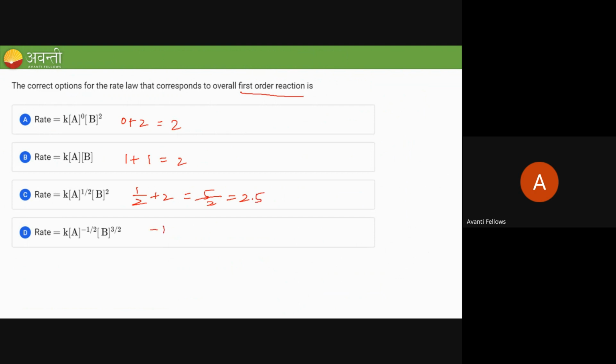And here we have minus 1 by 2 plus 3 by 2. So it is 2 by 2, which is equal to 1. So this is the first order reaction. The overall order of the reaction is 1 in case of option D. So option D is the correct answer for this question. Now coming to the next question.